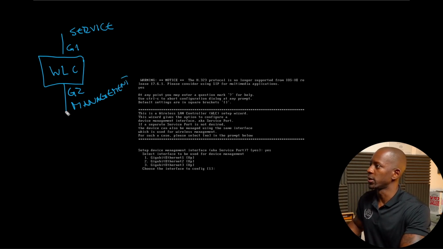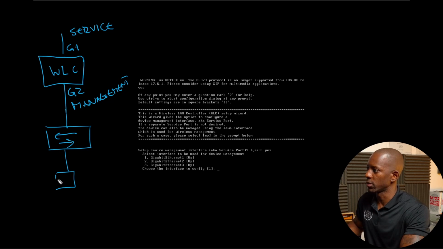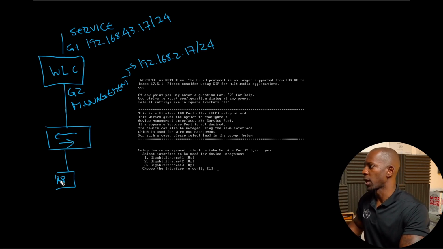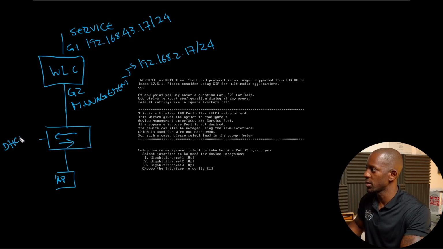Okay. Now, on this interface, I'll connect a switch. And this switch will connect to the AP. And on this interface, I'll use the IP address 192.168.43.17/24. On the management interface, I'll use a different subnet, and that's going to be 192.168.2.17/24. And so this switch will be acting as my DHCP server.